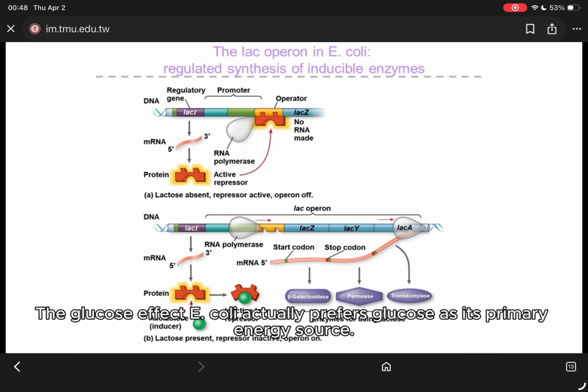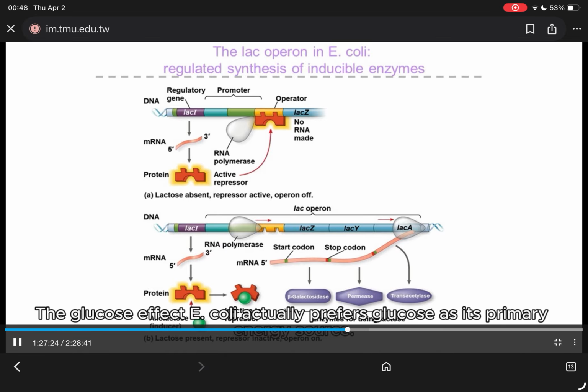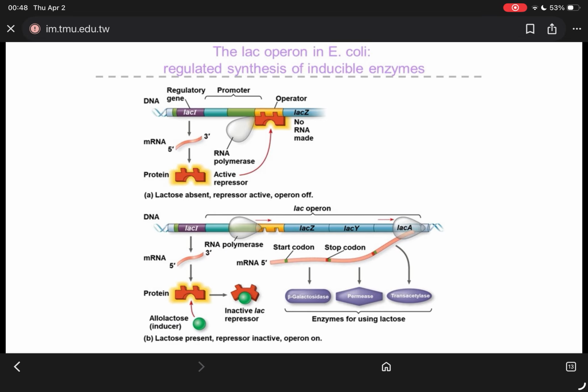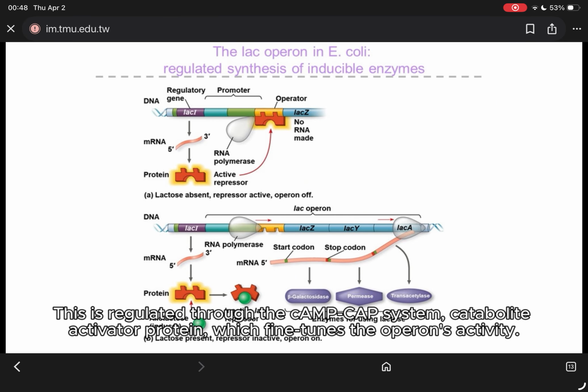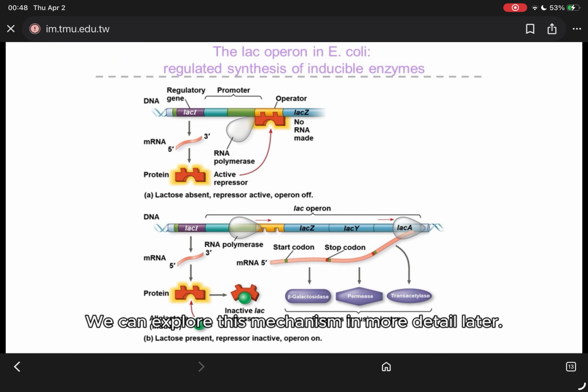Bonus regulation: the glucose effect. E. coli actually prefers glucose as its primary energy source. If both glucose and lactose are available, the cell will use up glucose first before activating the lac operon. This is regulated through the cAMP-CAP system, catabolite activator protein, which fine-tunes the operon's activity. We can explore this mechanism in more detail later.